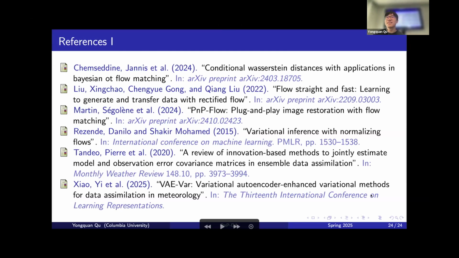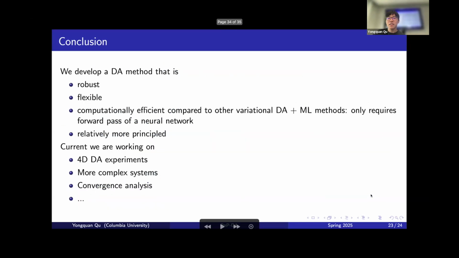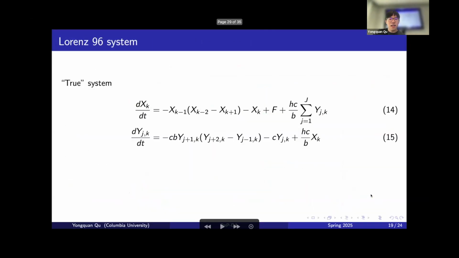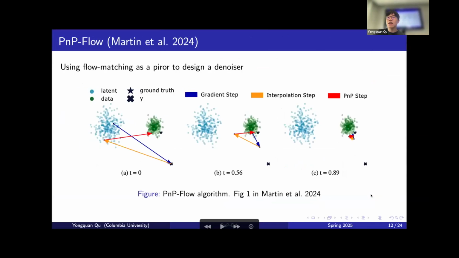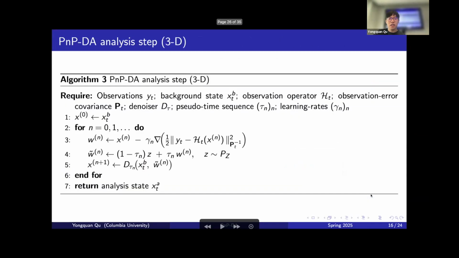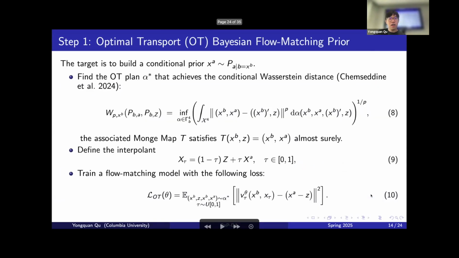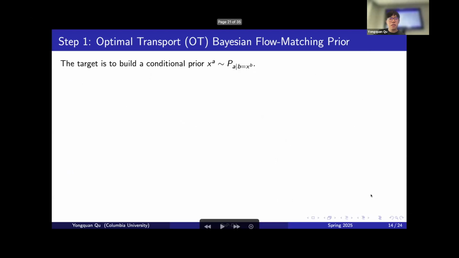Can you show again the algorithm with the recursions of the two algorithms? You mean the first figure? The first ones of PnP and this one? Before. The forward-backward splitting. Yes.